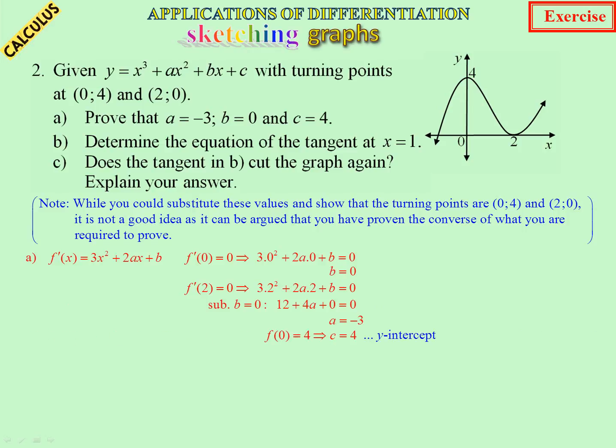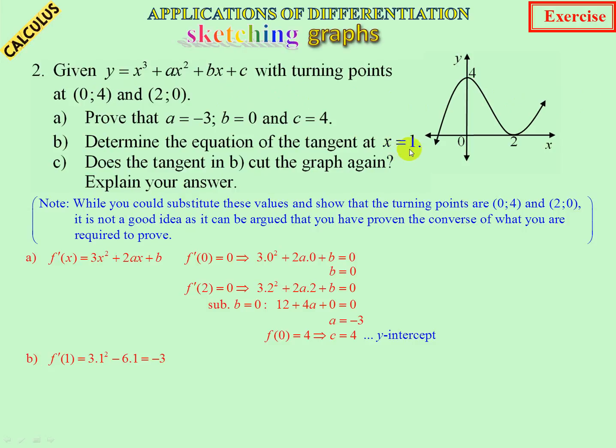Now we could substitute back other ways, but I know that because it says to you that 0, 4 is on the curve, that means that c must be 4, because that'll be the y-intercept.